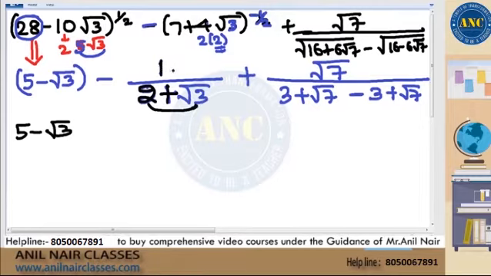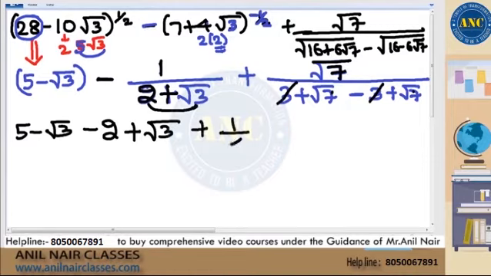Numerator is 2 minus root 3 with a negative sign. It is minus 2 plus root 3. Right? Minus 2 plus root 3. Here 3 and minus 3 will cancel. Root 7 plus root 7 is 2 root 7. That root 7 will cancel. You will be left with 1 by 2.